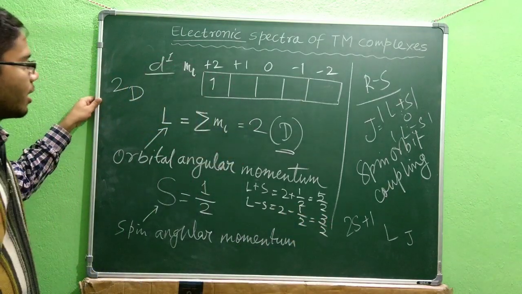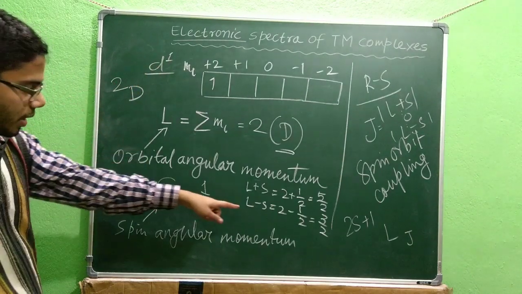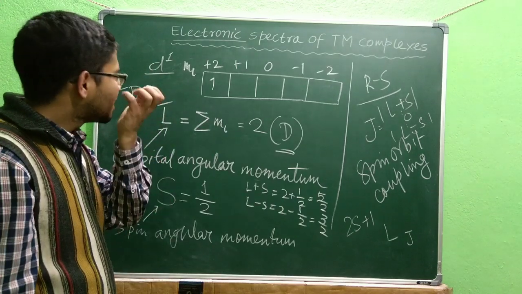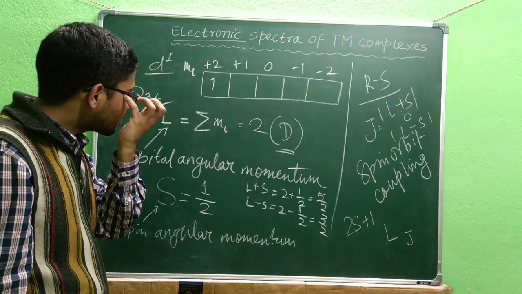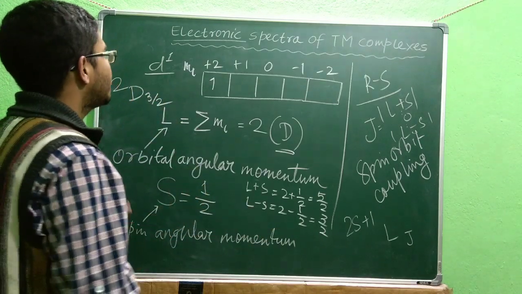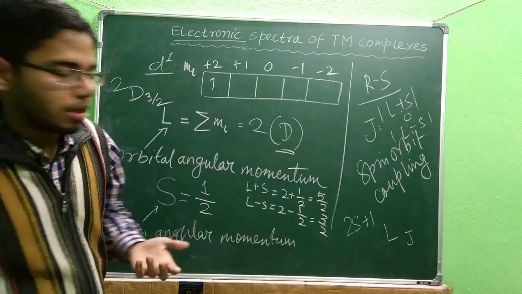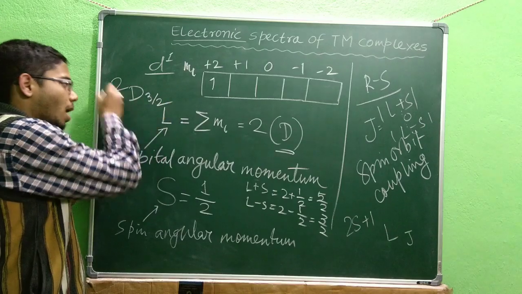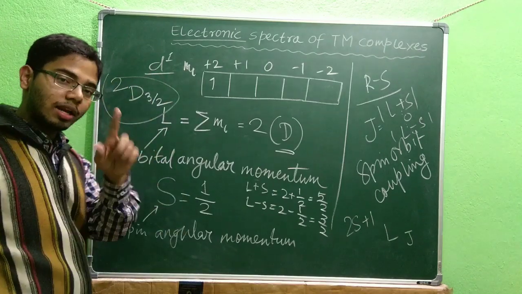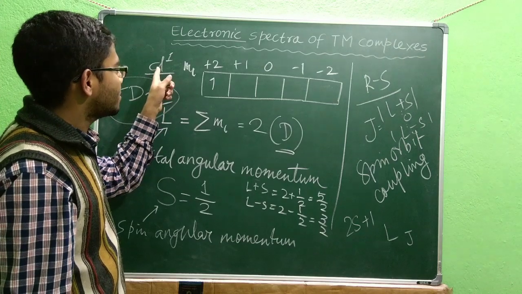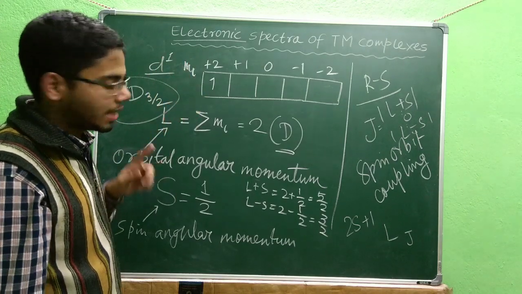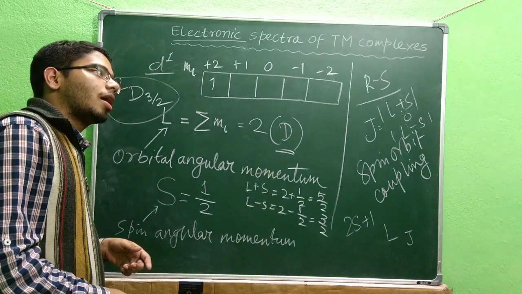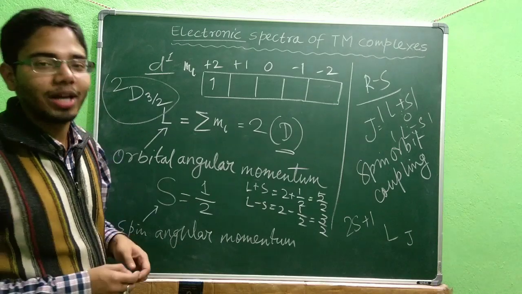What I told is that if you have half filled or lower than half filled, you have to take the lowest value. So that is your 3/2. Similarly, you can do it for D5 and D9. I thought to get it done, but you can do it yourself. I hope it's clear now what you need to do. Once you do it, I will tell you the mnemonic of this D1 to D10, how you will remember this ground state term symbol. So let's stop here.